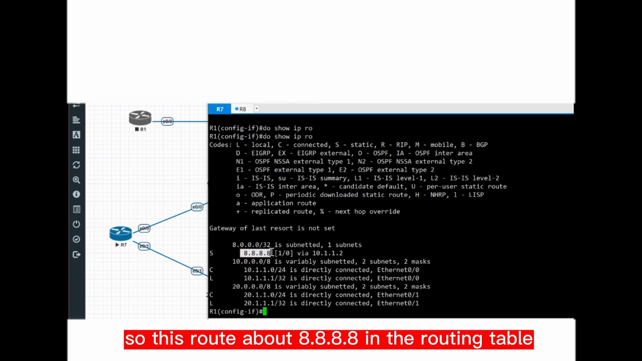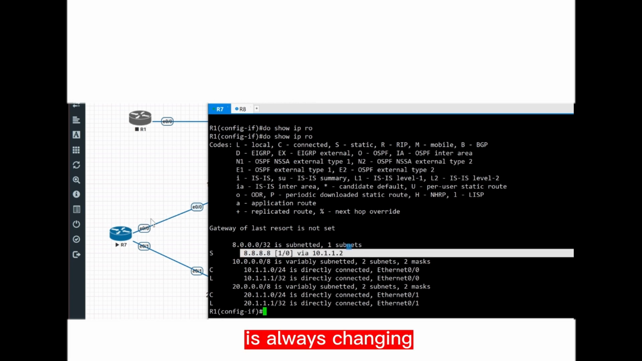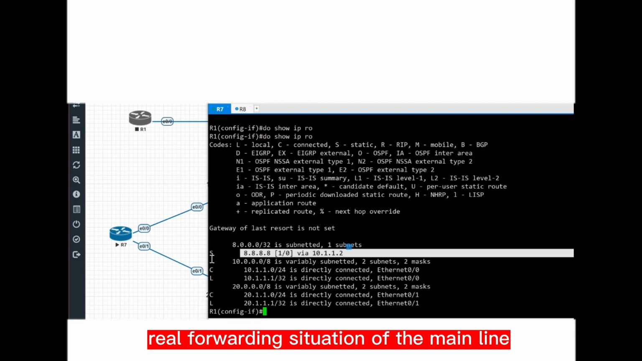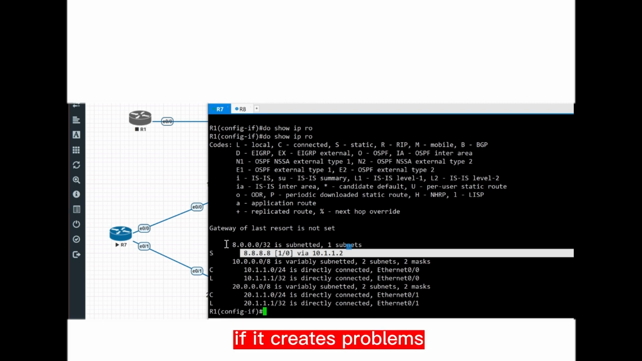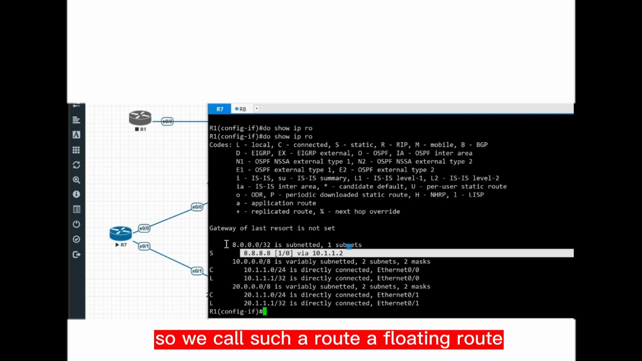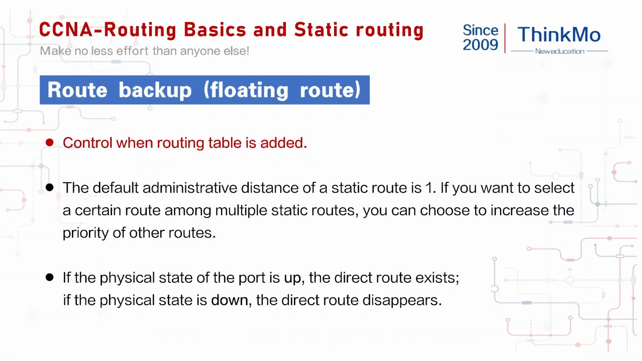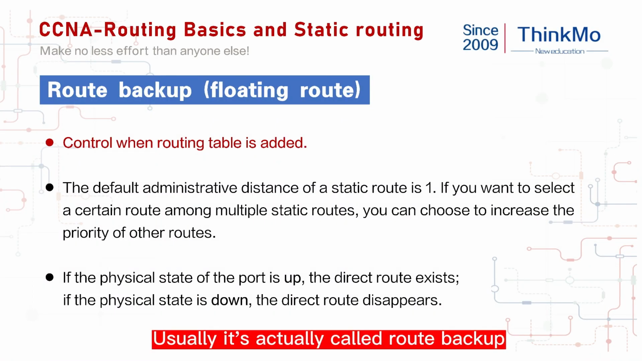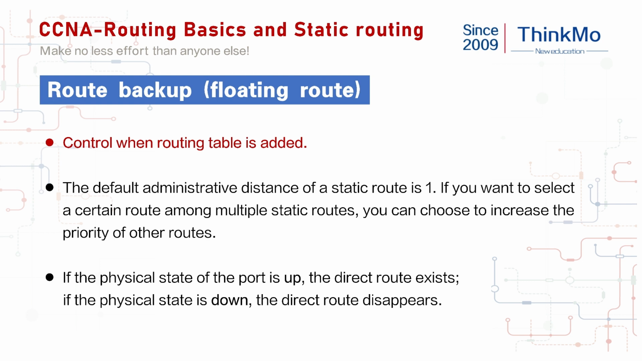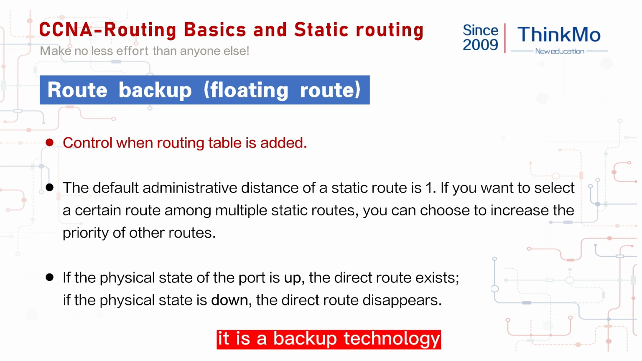So this route about 8.8.8.8 in the routing table is always changing, according to the current real forwarding situation of the main line. If it has problems, it just sinks. If it's okay, it resurfaces. So we call such a route a floating route. Usually, it's also called route backup. It is a backup technology.